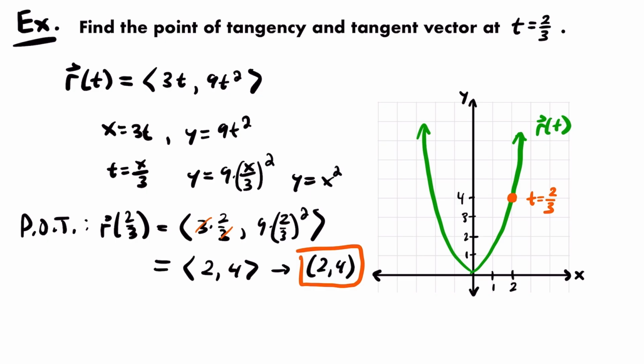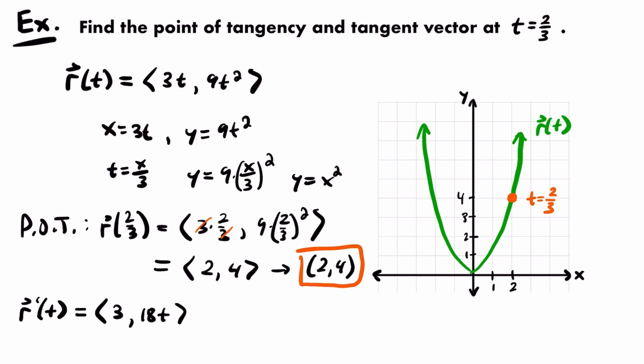All right, and then you can plug a specific value of t into that derivative to get the specific tangent vector. All right, so let's find the derivative here. r prime of t will be equal to 3, 18t, right? The derivative of 3t is 3, and the derivative of 9t squared is 18t because you multiply 2 down and subtract 1 from the exponent.